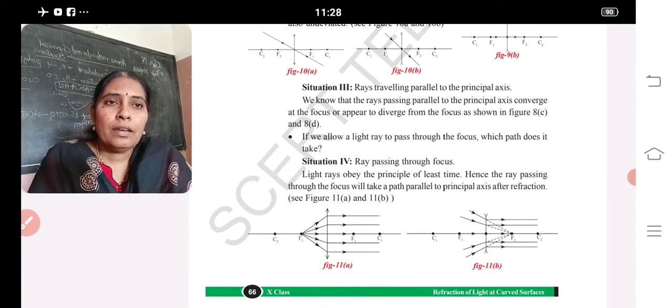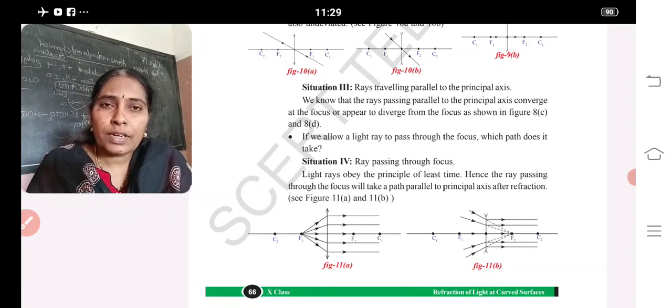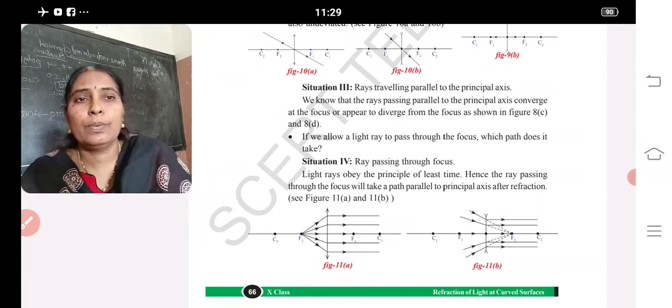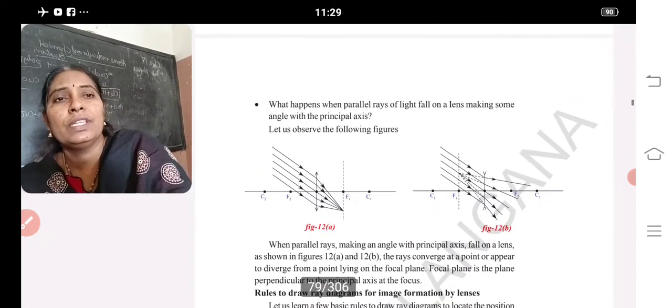Any ray passing through the focus obeys the principle of least distance. Hence the ray passing through the focus will take a path parallel to the principal axis after refraction. After the refraction, how are the rays passing through the focus? When it passes through the lens, it suffers refraction and goes parallel to the principal axis. Parallel to the principal axis.